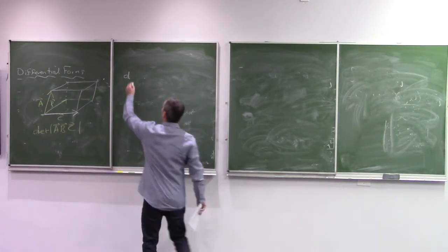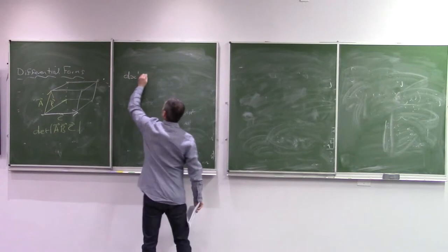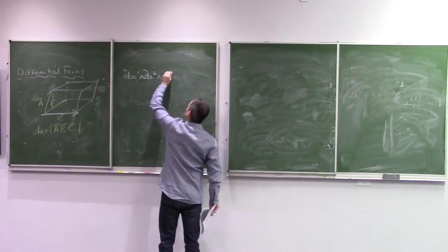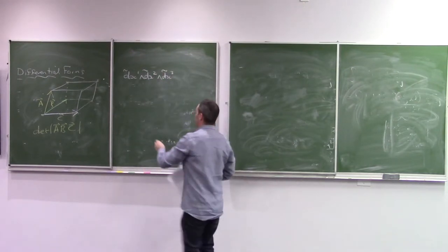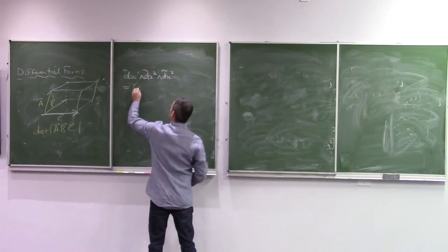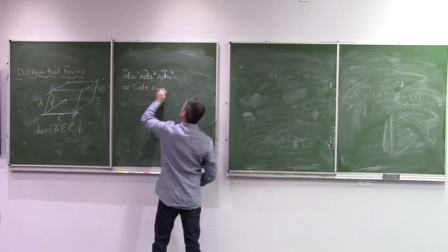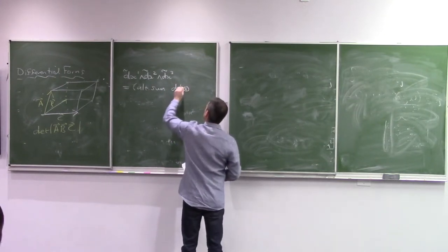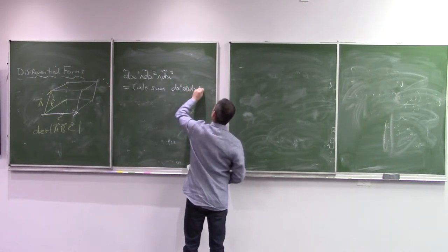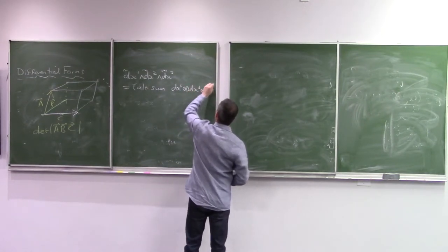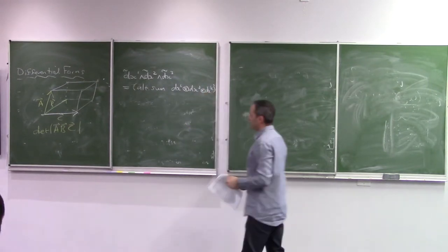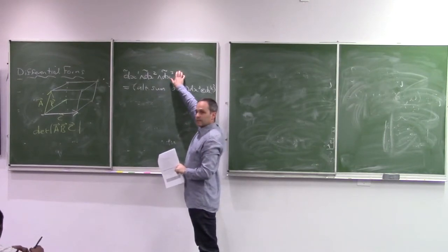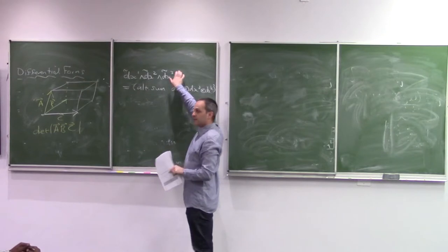So the volume form in three dimensions, dx1 wedge dx2 wedge dx3, is going to be equal to the alternating sum, dxi tensor dxj tensor dxk. I'm just saying alternating sum because I'm too lazy to write out all the terms. What I mean by alternating sum is that if I have an even permutation of 1, 2, 3, it comes with a plus sign. If I have an odd permutation of 1, 2, 3, it comes with a minus sign.